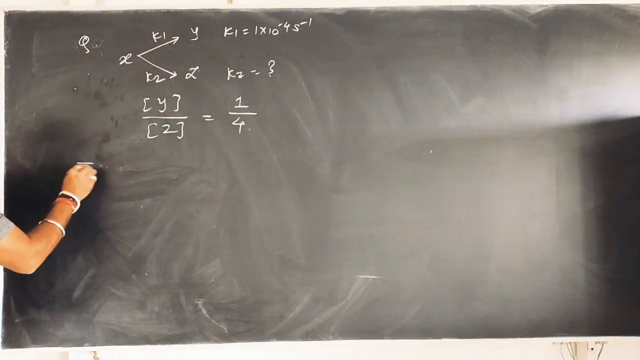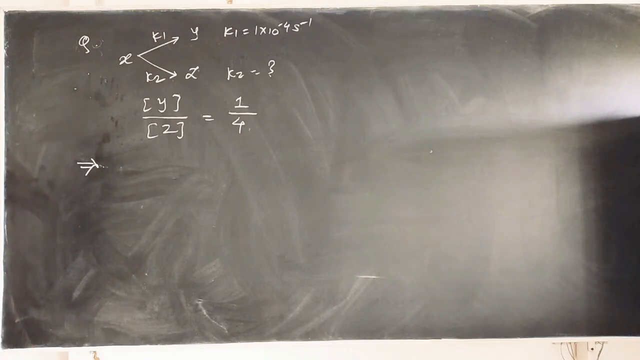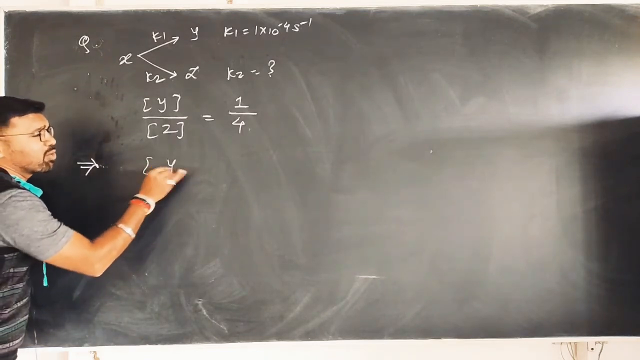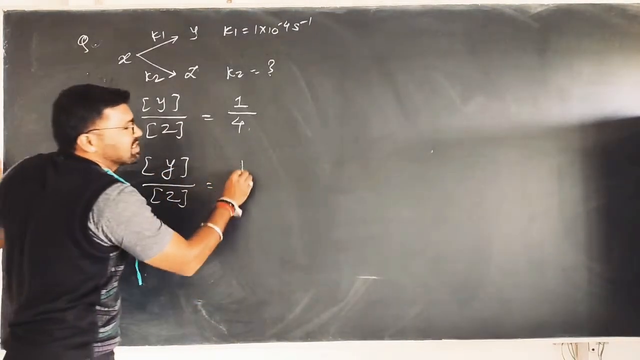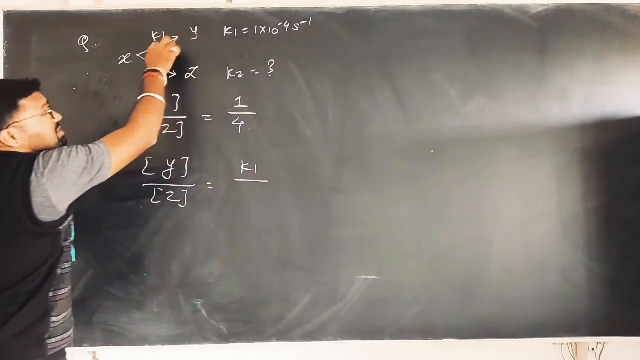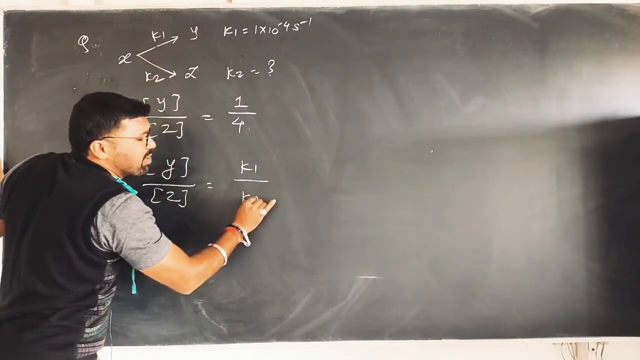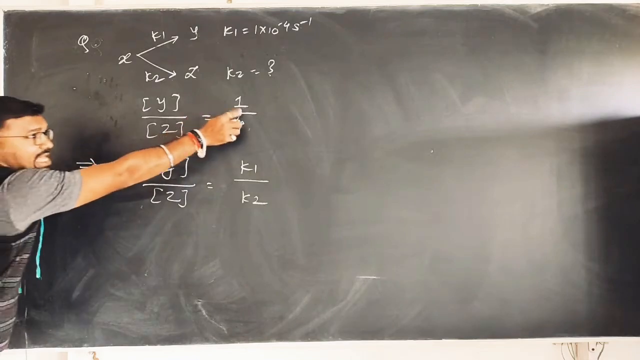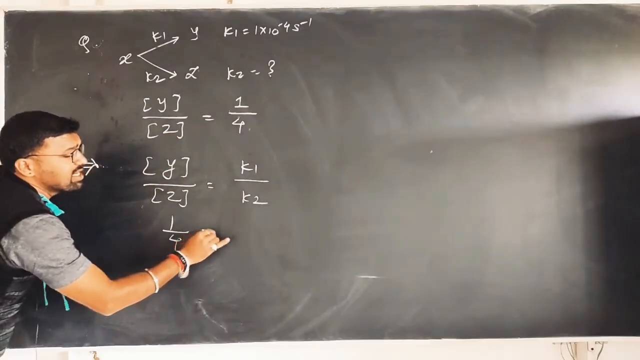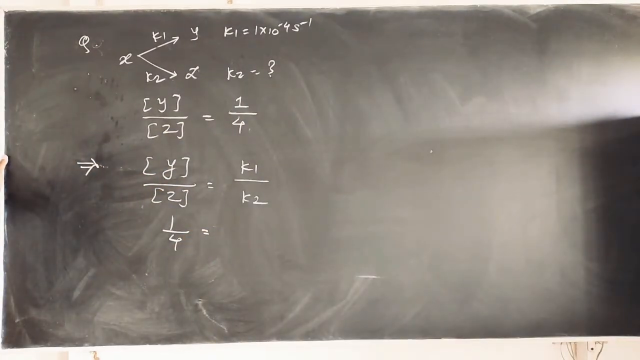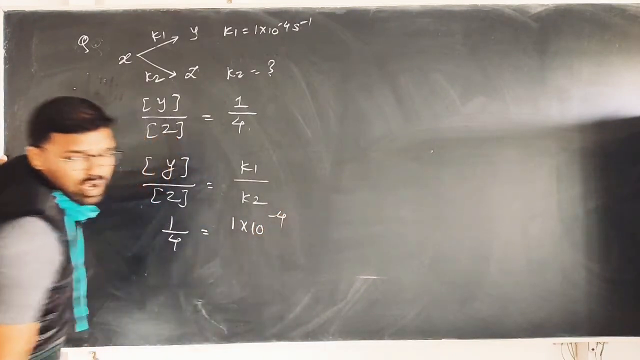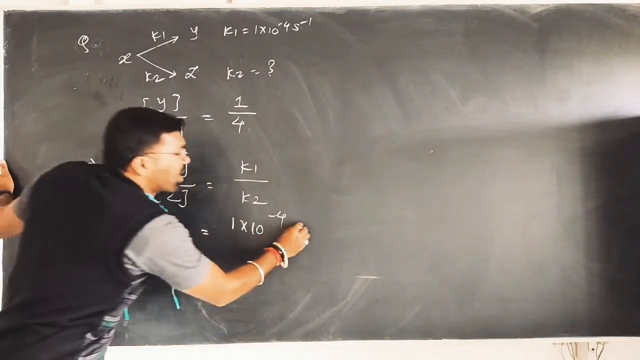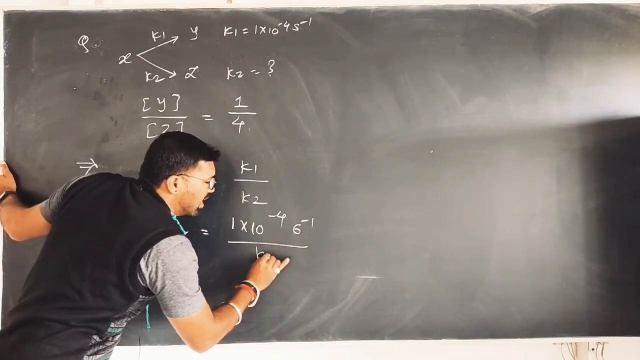In the previous lecture, we studied the ratio of concentration of products. The formula is: the ratio of concentration of products during the course of the reaction is equal to K1 upon K2. We have the concentration ratio of products equal to 1/4, and the rate constant for the first reaction is 1 into 10 raised to minus 4 per second, and we want to find K2.